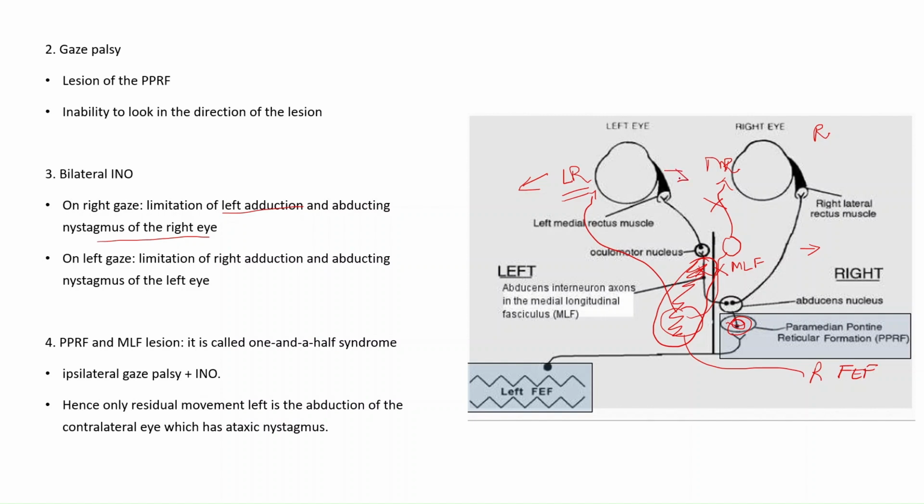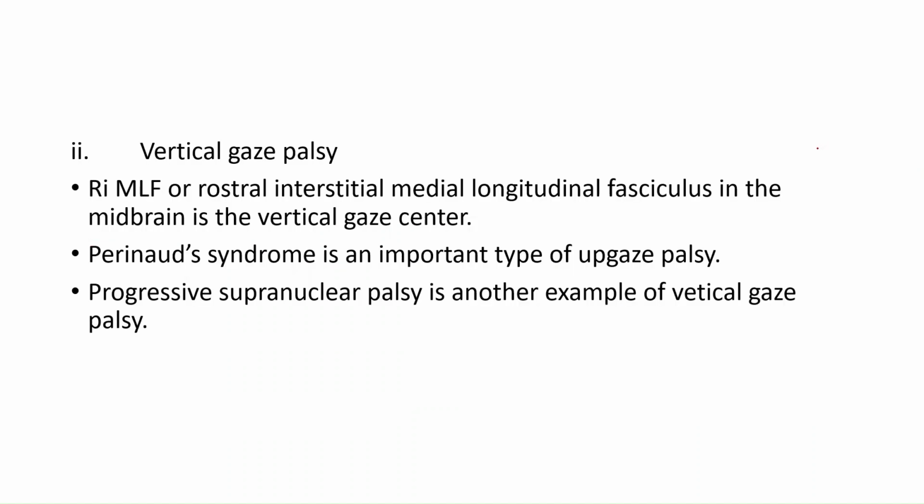There is no adduction. So in the first part there is no abduction of the left eye, there is no adduction of the right eye. Because of MLF lesion there is no adduction of the right eye. So the only movement left here is the ataxic nystagmus of the contralateral side. So only abduction of the right side is left, and that too is characterized by some kind of nystagmus. So this is known as one and a half syndrome.